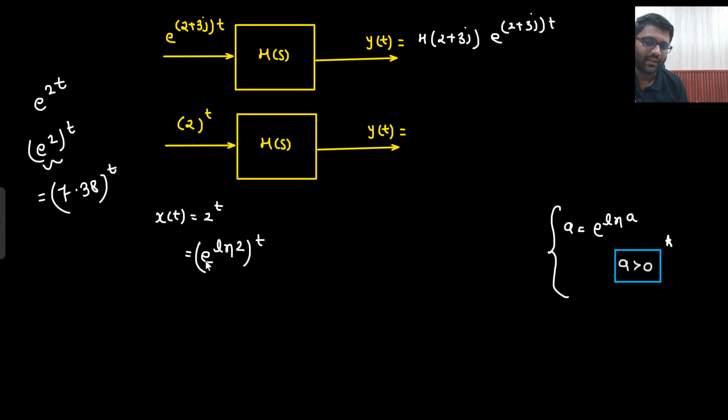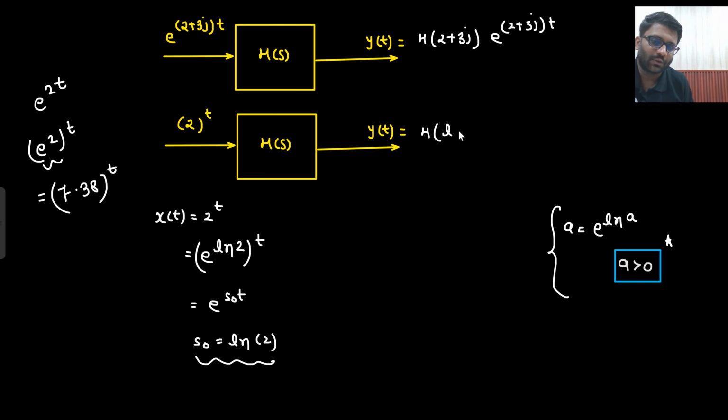So what I have written: e to the power ln 2 times t. If I compare it with e to the power s naught t, what is the value of s naught you are getting? Ln 2. So here what you can put? H of ln 2, and whatever the input is, the input is e to the power ln 2 to the power t. So what will I be getting? H of ln 2 times e to the power ln 2 t, that is 2 to the power t. Is that clear to you? This is your y(t).